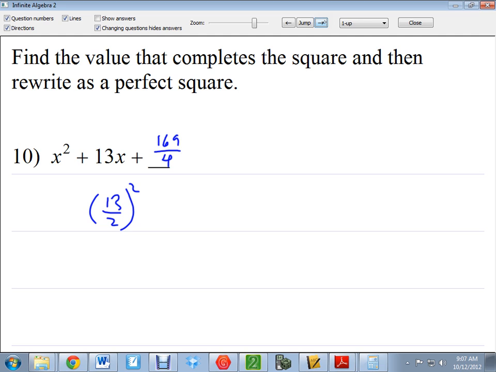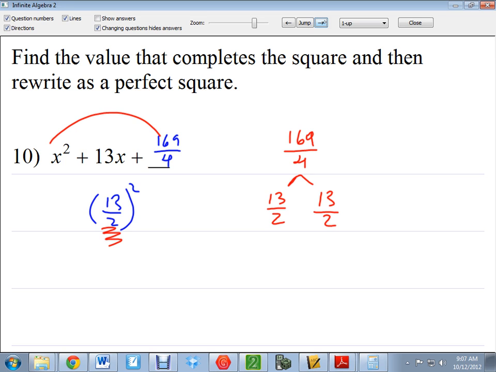But you say, well, what am I going to do with 169 fourths? How am I going to factor it? Well, let's just give it a shot anyway. Two numbers that multiply to 169 over 4 that add to 13. Well, how did I get 169 over 4 in the first place? I said 13 halves times itself. So let's try that: 13 halves times 13 halves.